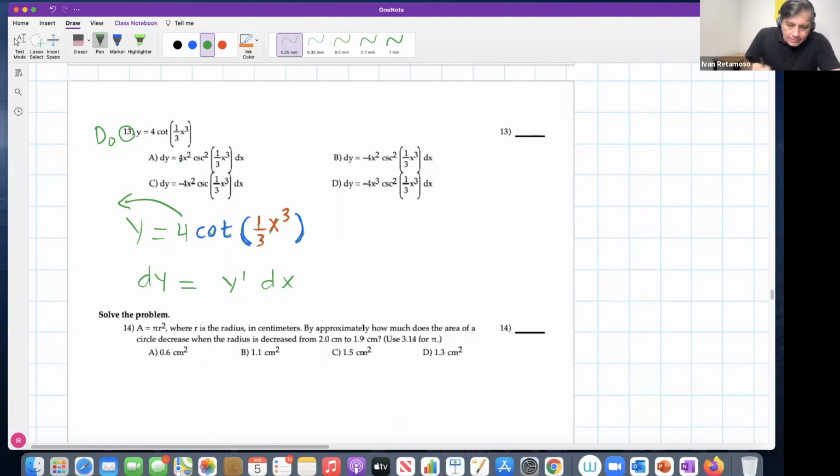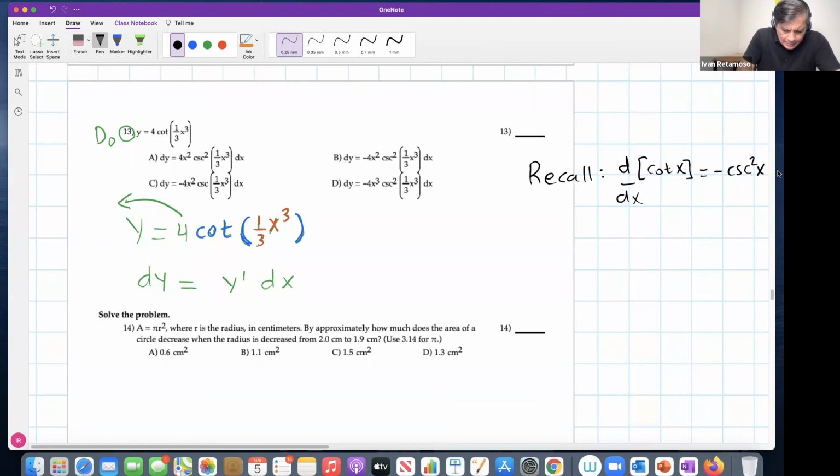Derivative of cotangent. Recall, it's on our sheet, right? Recall, the derivative of cotangent of x with respect to x is equal to minus cosecant square of x, right? Yeah, that one.